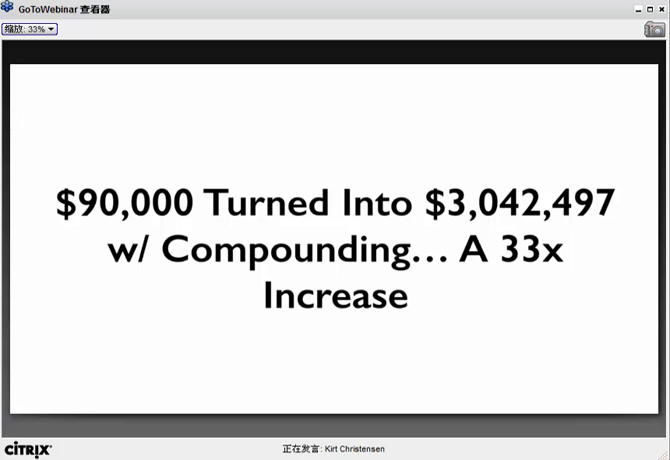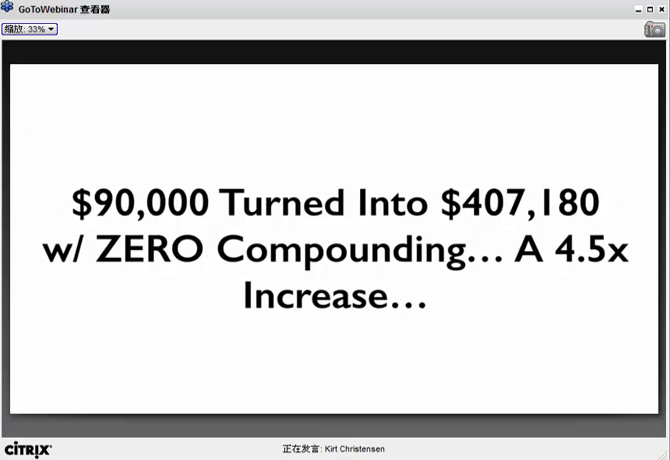Now, compounding obviously can be a little bit risky. If any of you have traded any period of time, you know how compounding is kind of a gotcha. But even without compounding, the $90,000 turned into $400,000 with zero compounding, a 4.5 times increase. That's assuming that we make the same value of trade every single time. We start with $10,000 and we bank all our profits. So doing that, even that, still today, trading with the same $10,000 in profits, we would turn $90,000 into $407,000.